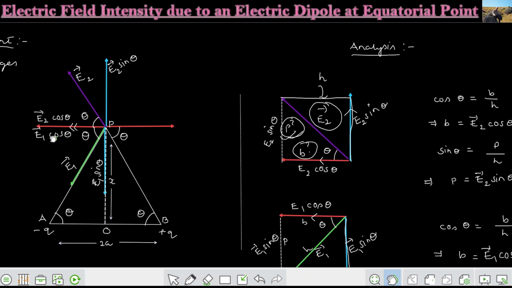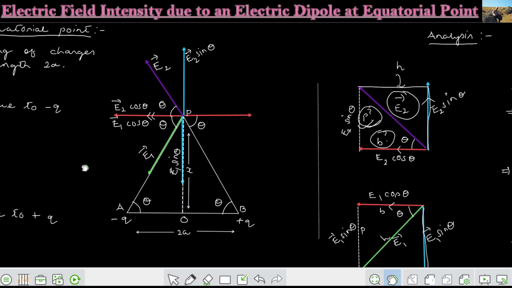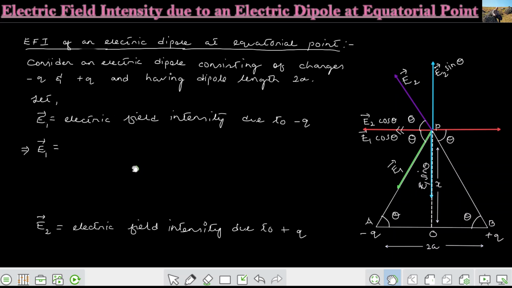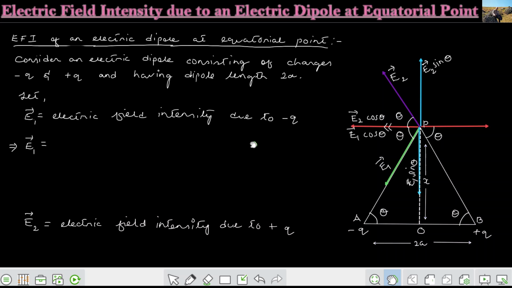So the net field will be due to the components of cos. There will be no electric field intensity along the vertical direction, because these vectors are opposite in direction. The net electric field will be purely due to the horizontal component. Now we will write the equations pertaining to electric field intensity due to the minus charge and due to the plus charge. What will be the working formula? The working formula will be the formula due to a point charge, 1 by 4 pi epsilon naught.